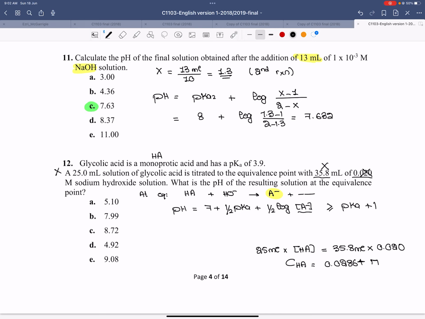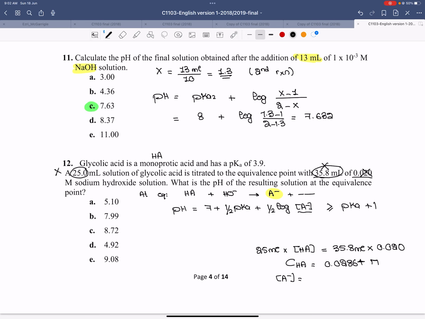Concentrations will not, because the concentration of HA was given for a 25 milliliter solution. The concentration of A minus will exist in a 25 milliliter solution plus 35.8. The volume of HO minus that I added will not evaporate. HO minus will disappear, it will be consumed, but it will change into H2O. So this volume will not disappear. You have a dilution factor in this case. So you have to find the new concentration of A minus.